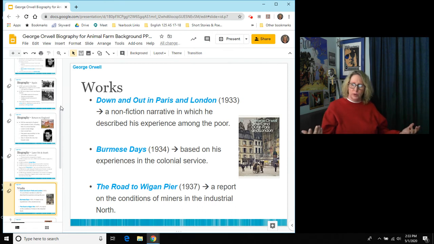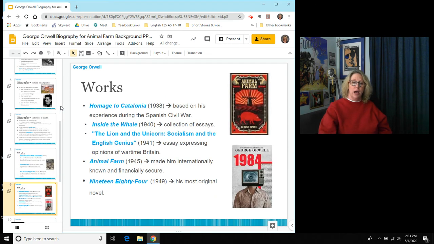Burmese Days was in 1934. His colonial experiences, again, it was fictional. The Road to Wigan Pier, it was a report on the conditions of miners in the industrial north. Homage to Catalonia in 1938. This was all about his experiences with the Spanish Civil War and becoming disillusioned with the promises of a revolution.